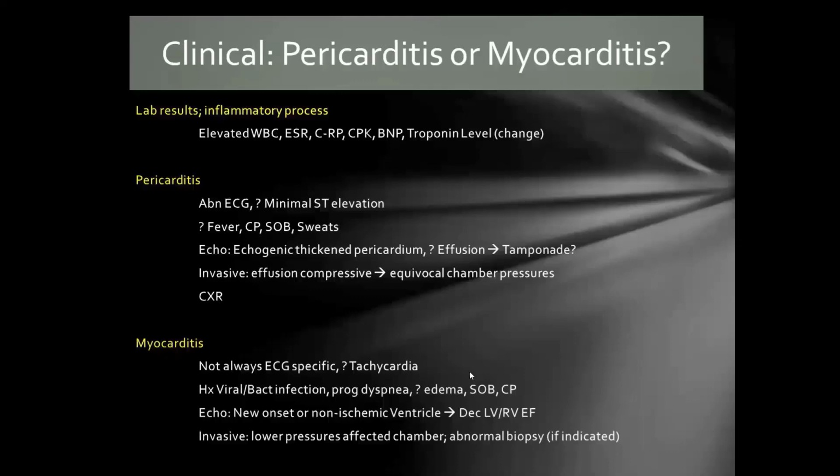Invasively, a lot of times if you have a compressive effusion or global pressure that's pushing on the heart from the outside, like constriction, then you'll have equivocal chamber pressures if they happen to actually do a catheterization. And of course, they're going to do chest x-rays.